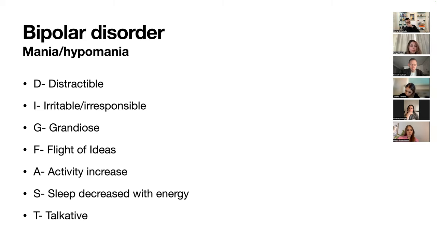Flights of ideas. Speaking fast, having many ideas in their mind, right? They might talk about what they bought at the mall, then all of a sudden go into how great they are. Going from one idea to another, and you can't interrupt them. You try to interrupt them and they keep talking. It's almost like word diarrhea, all right?